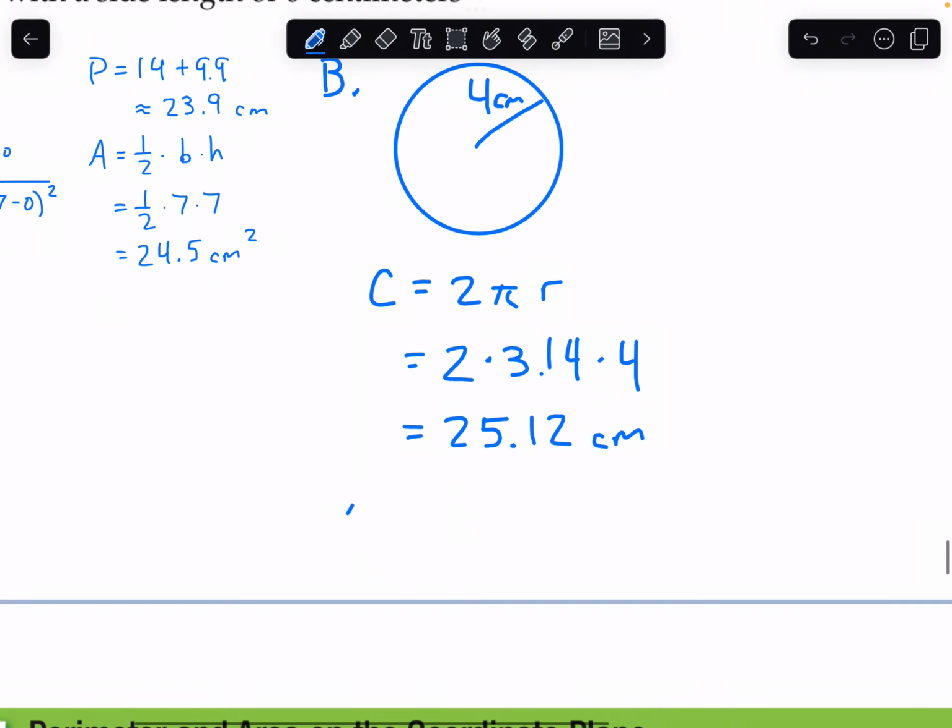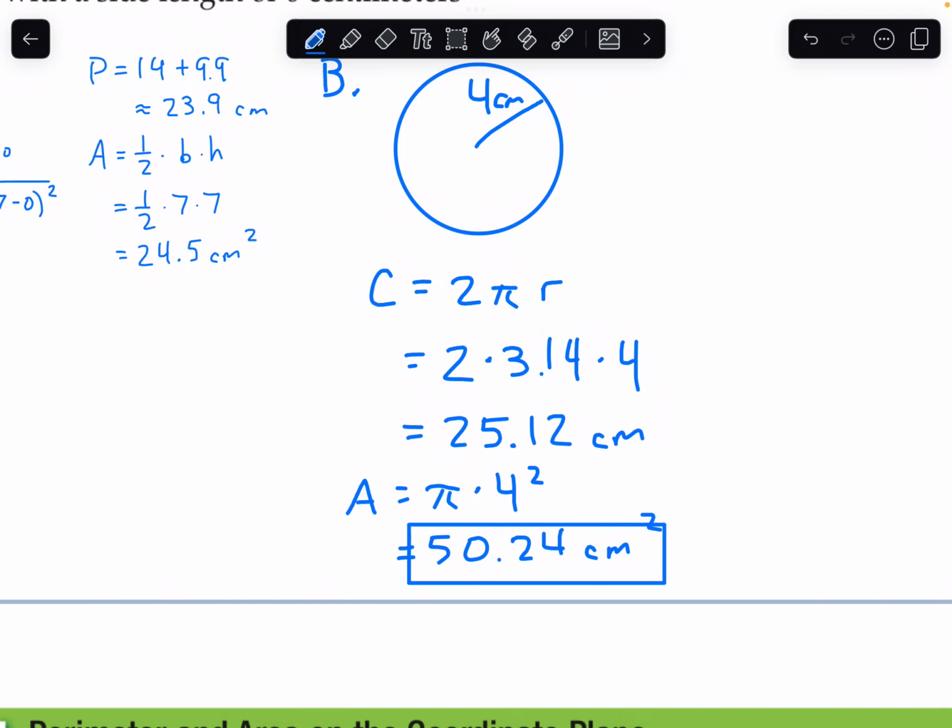How about the area of the circle, pi r squared, in this case 4 squared? 4 squared is 16, times 3.14, 50.24 square centimeters. So I'm going to go ahead and put a box around that.